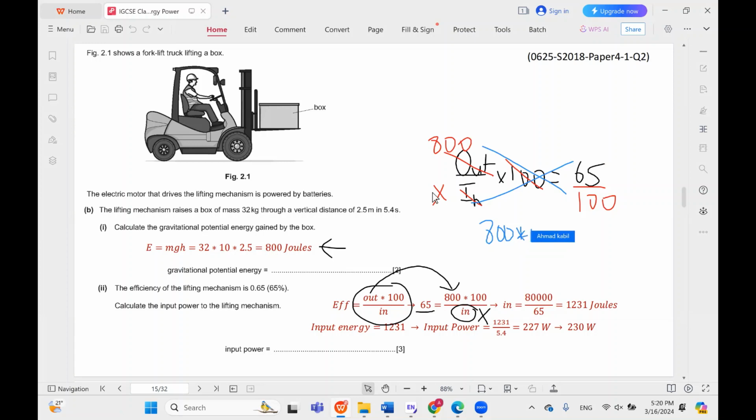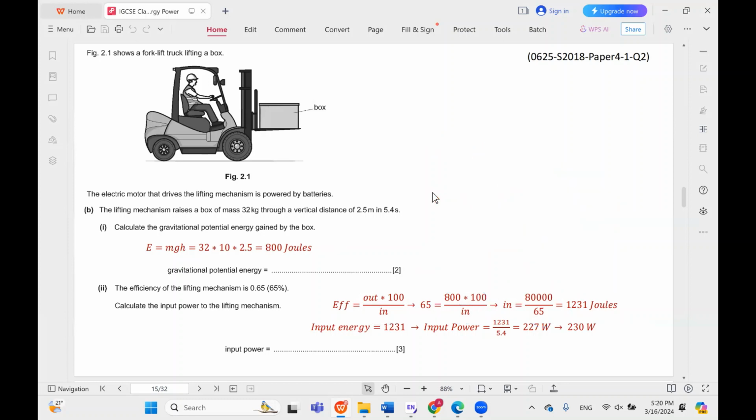times 100 equals 65x, and then you divide by 65 in order to get the x. This is what we got, 800 times 100 divided by 65. This gives us 1,231 joules. So now that we have the input energy, we want to get the input power. We simply divide that by the given time. The given time is 5.4 seconds. So therefore, we can just divide 1,231 divided by 5.4, and that gives us 227 watts as the input power.